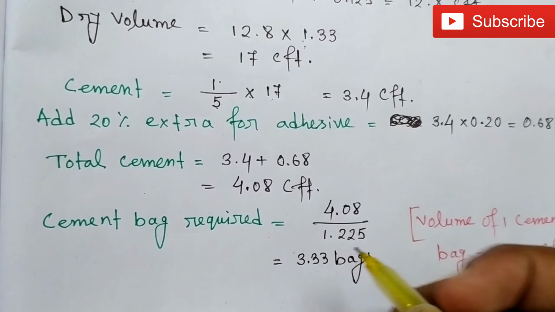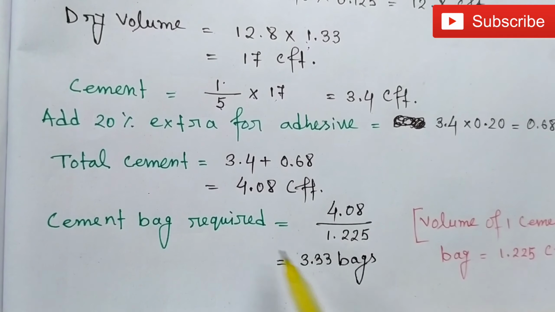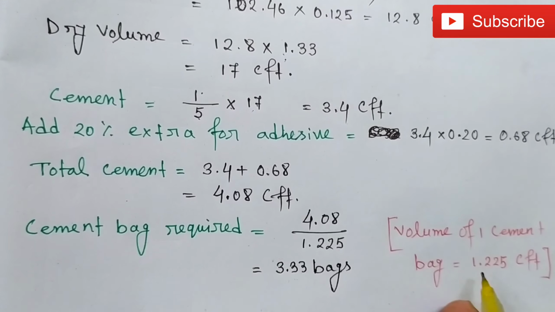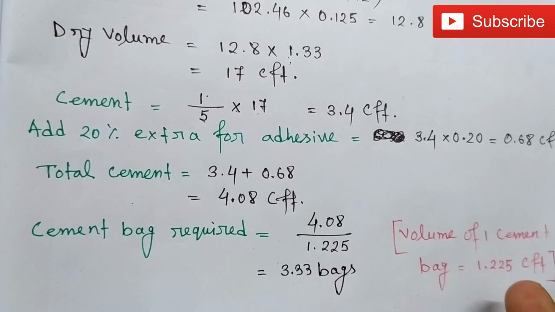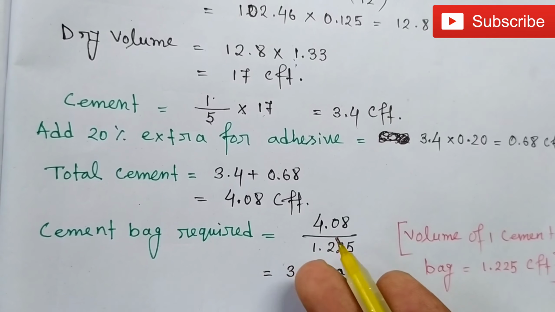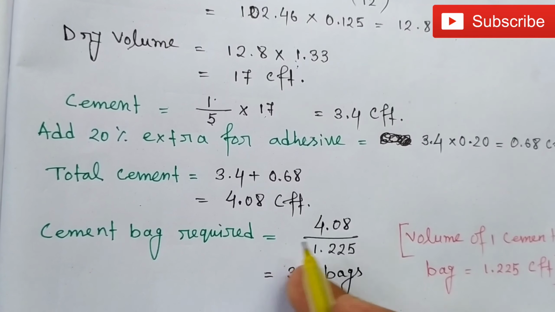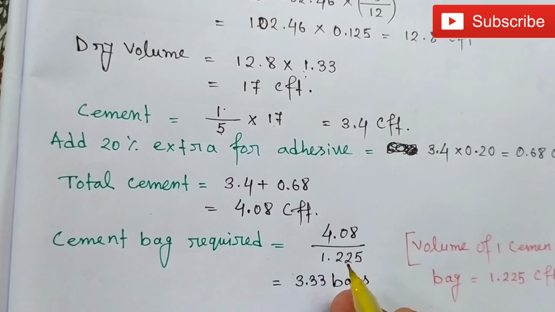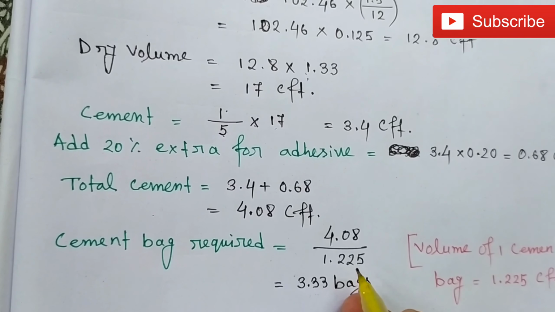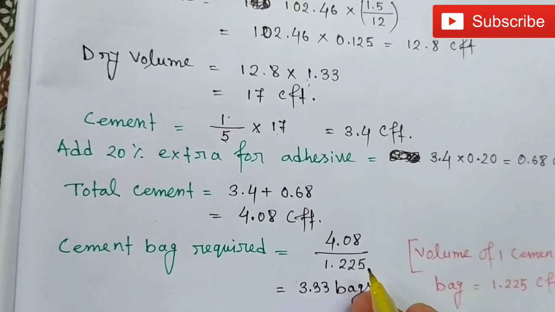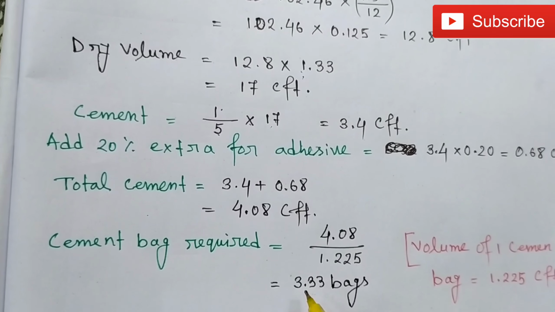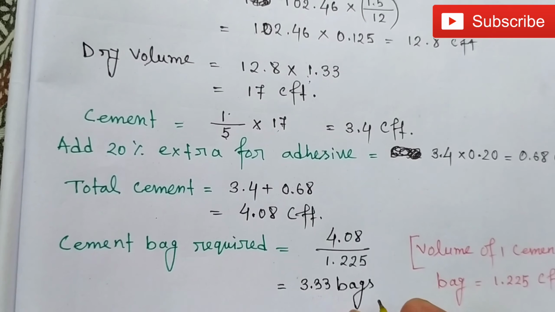Now cement bags required. We know that volume of one cement bag equal to 1.225 cubic feet. So it's simple. Cement bags required is the total cement 4.08 divided by 1.225, which is the volume of one cement bag. So here we require 3.33 bags of cement.